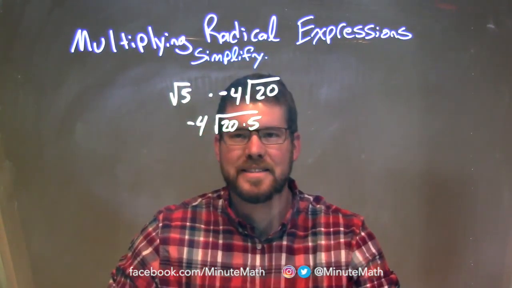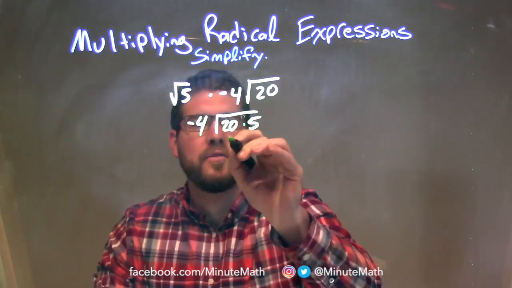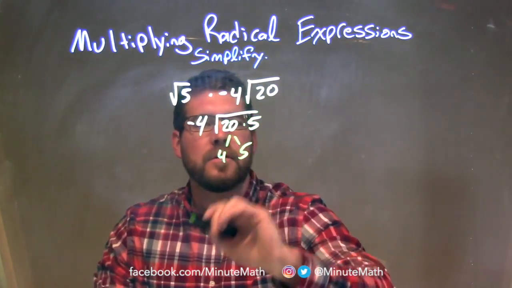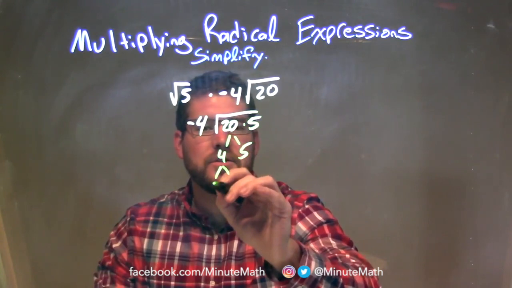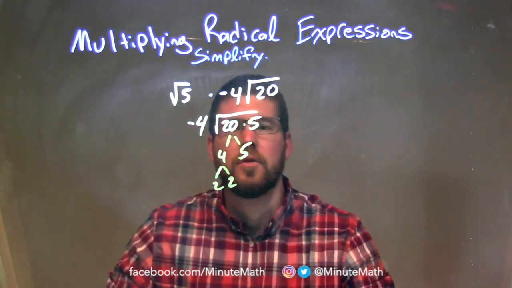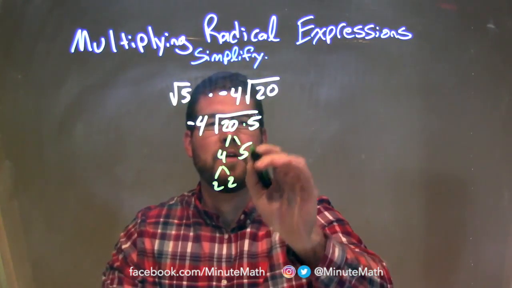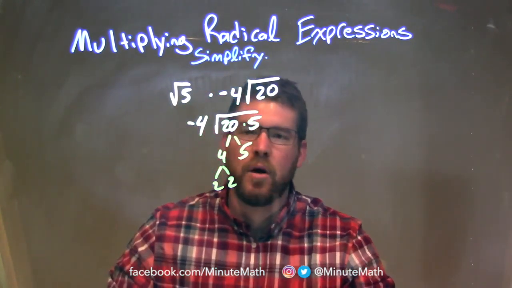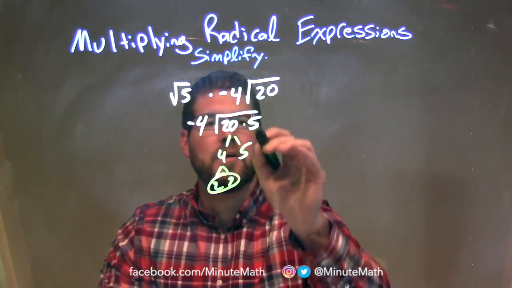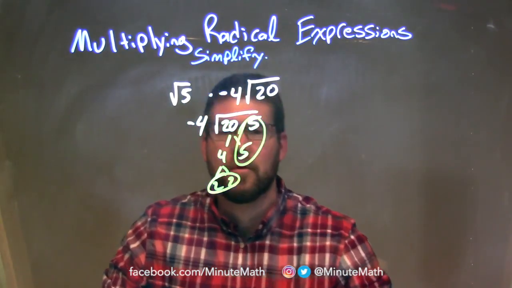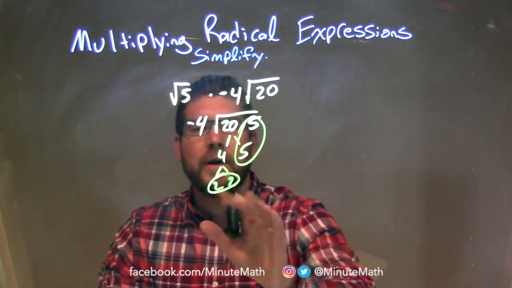So now let's break this down. Let's break down the 20. Well, 20 is just 4 times 5, and 4 is 2 times 2. So really, whatever 20 times 5 is can break down to be 2 times 2 times 5 times 5. Well, let's circle our pairs. We have a pair of 2's right here, and we have a pair of 5's. So a pair of 2's and a pair of 5's, we bring to the outside of the square root.